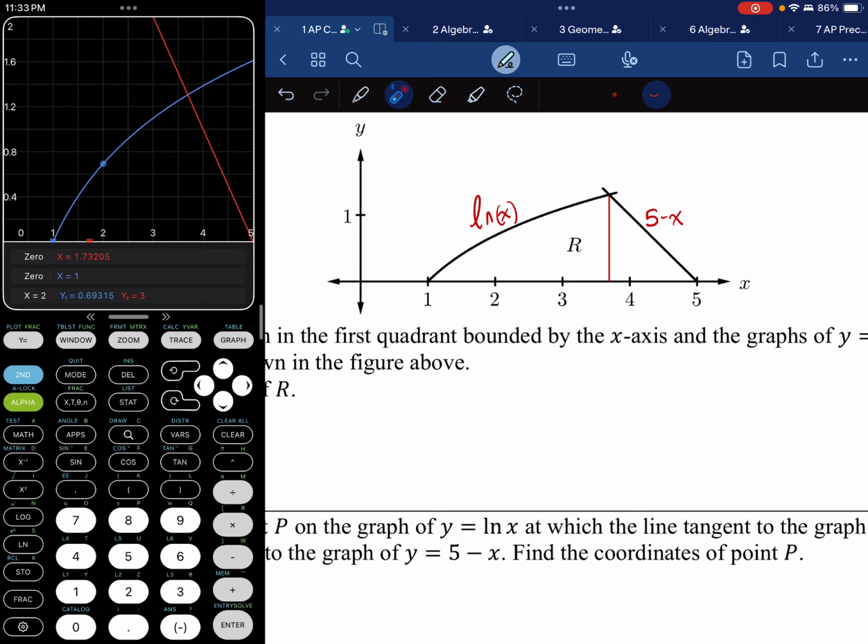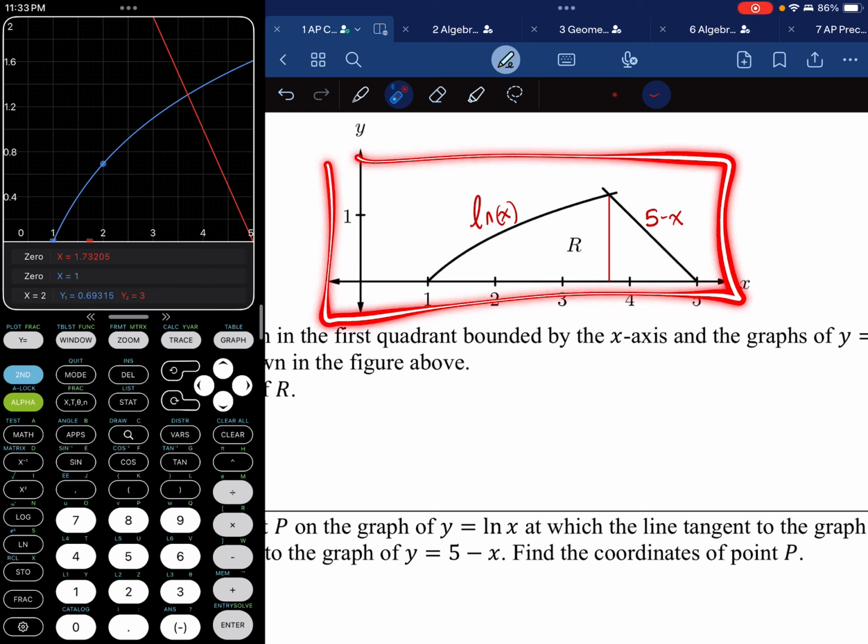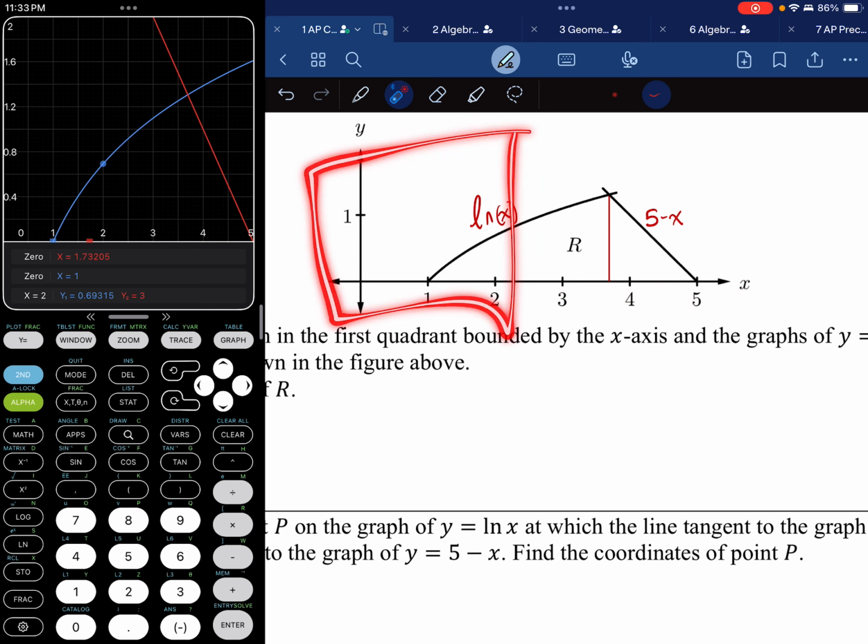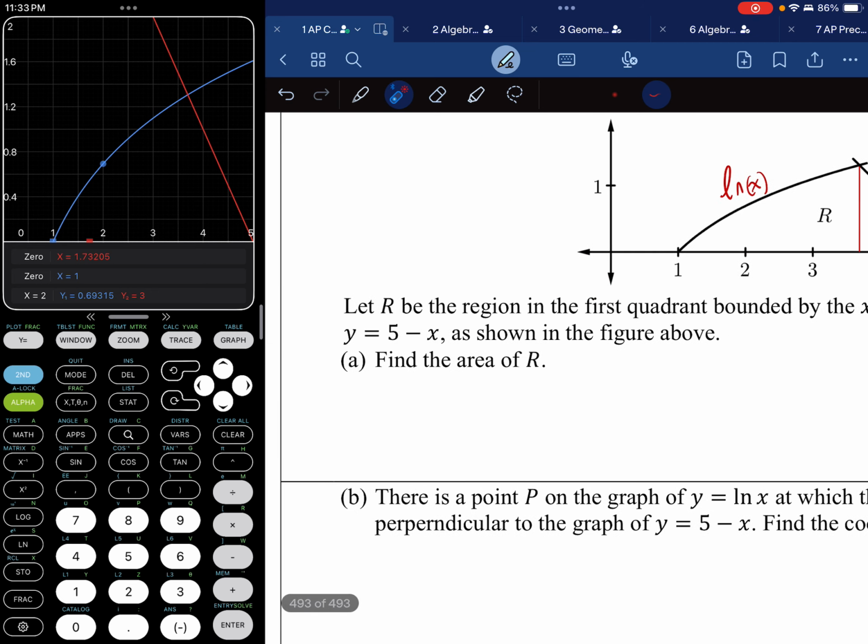Just got scaled differently because I have a square calculator. I don't have this rectangular screen right there. My screen is that screen right there. So it all got compressed a little bit. All right, so find the area.